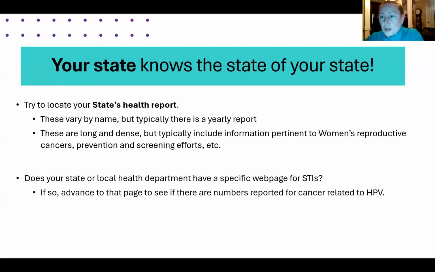Remember, you won't have one for 2025, right? You won't have one probably ready for 2024, but you should be able to find a 22 or 23 state health report. This is going to be a thick, dense PDF document, but you will absolutely be able to find women's reproductive health within that, including cancers, prevention, screening efforts. They may also have specific web pages for STI prevention programs, screenings. You may even be able to see if there are specific numbers being reported for HPV-related cancers for your state.